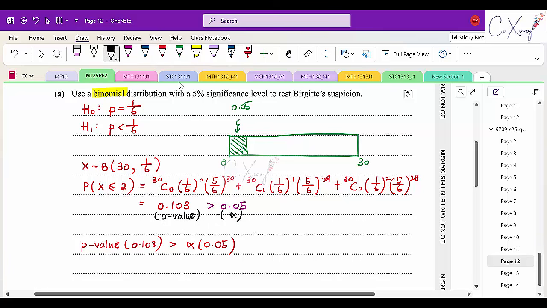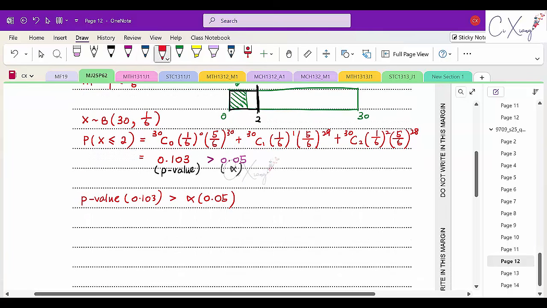That means if I want to draw my area, the 2 should be somewhere here, so that the area that I find for x smaller equals to 2 is the black color area, which is bigger than the green color area 0.05. From here you can see that the line of the 2 basically falls under the acceptance region. When the 2 falls under the acceptance region, you do not reject the null hypothesis. So what we do have here is we do not reject the null hypothesis.